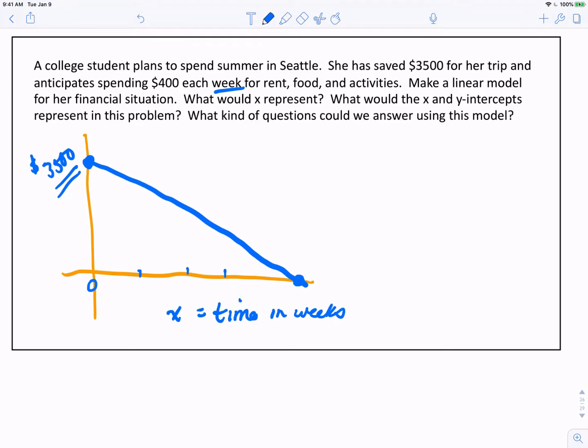If we were to write the linear function for this model, let's just say M of t, M for money. She started out with $3,500, and then every week her account goes down by $400. So this would be a linear model for that situation.